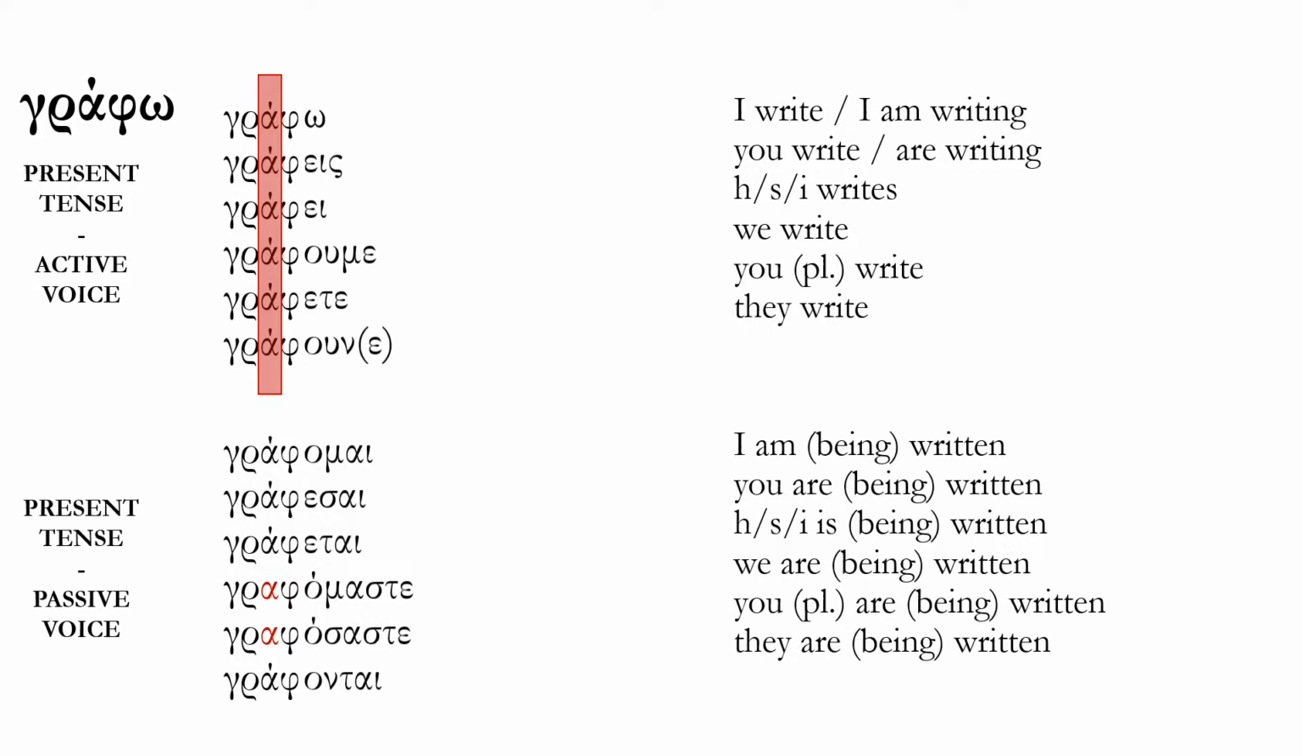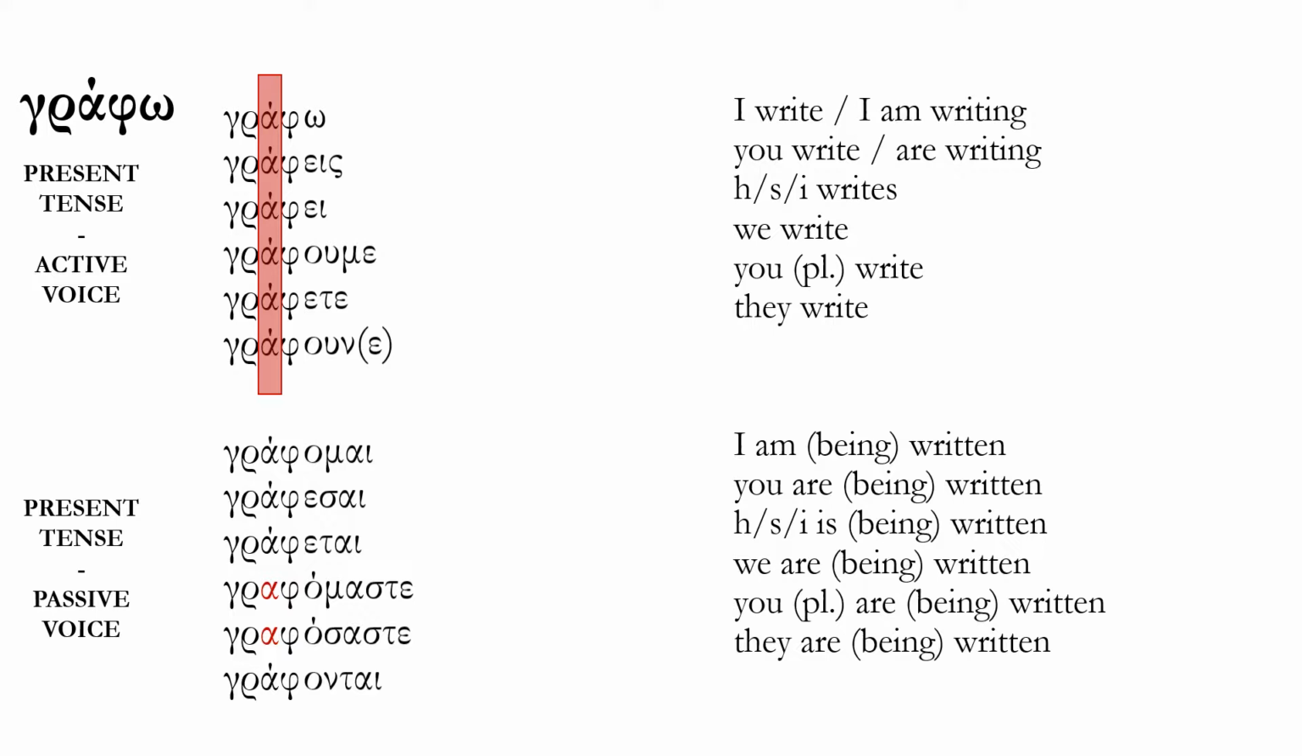And these are, as the name of the grammar tells us, passive. I am being written. You are being written. The most common one, grafete, is written or is being written. So if you wanted to ask, hey, how is this written? You would say, pos grafete.